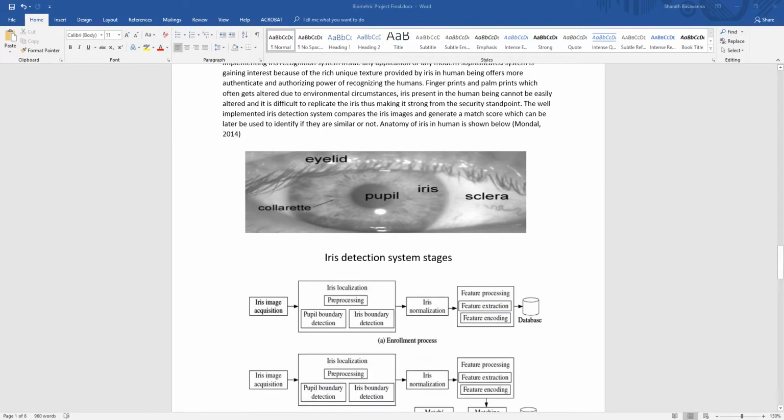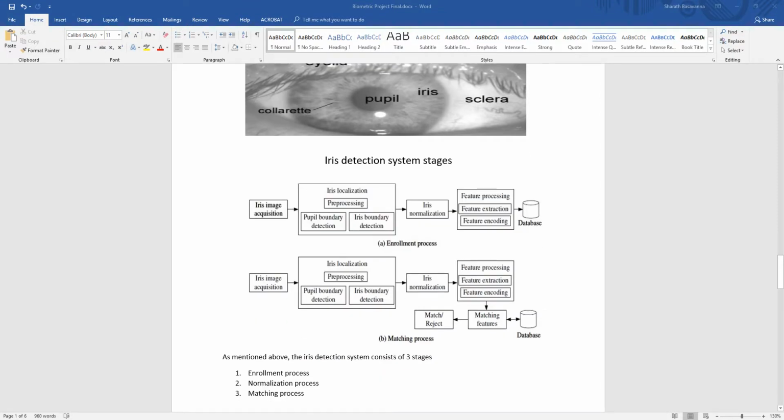When it comes to the iris detection system stages, as you can see in this diagram, once the iris image is acquired, meaning it is collected, it goes through localization and pre-processing. In pre-processing, it does pupil boundary detection and iris boundary detection. As you can see in the diagram, it identifies what is the pupil and what is the iris through that boundary detection, and it normalizes the image. Then in feature processing, it does feature extraction or feature encoding and stores it in a database.